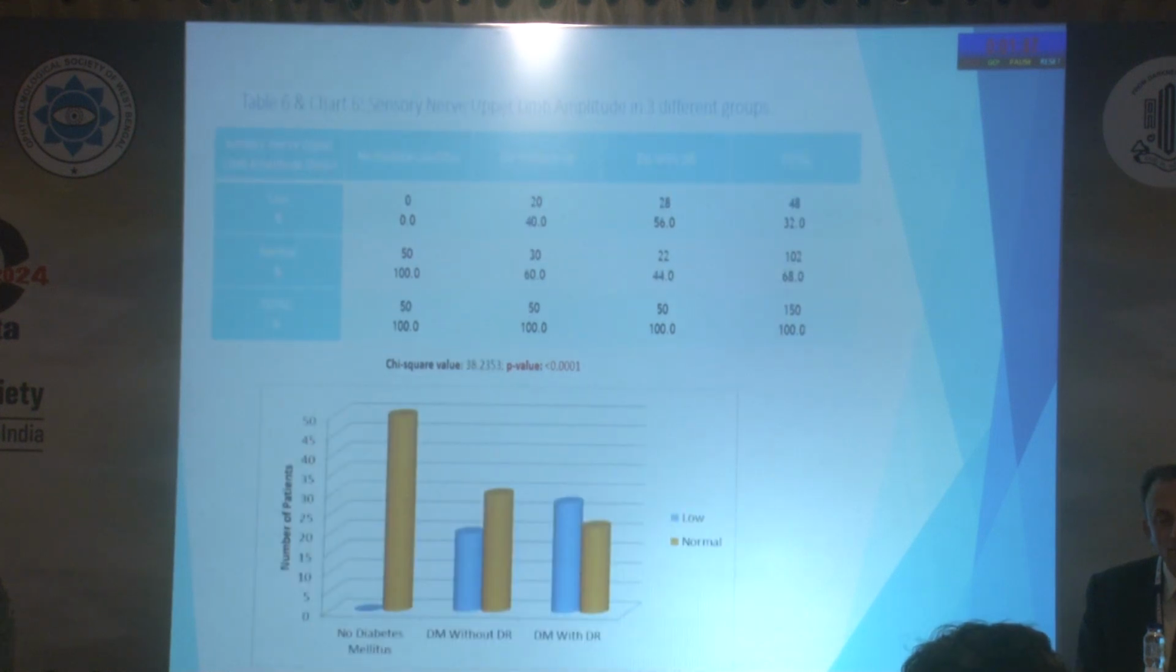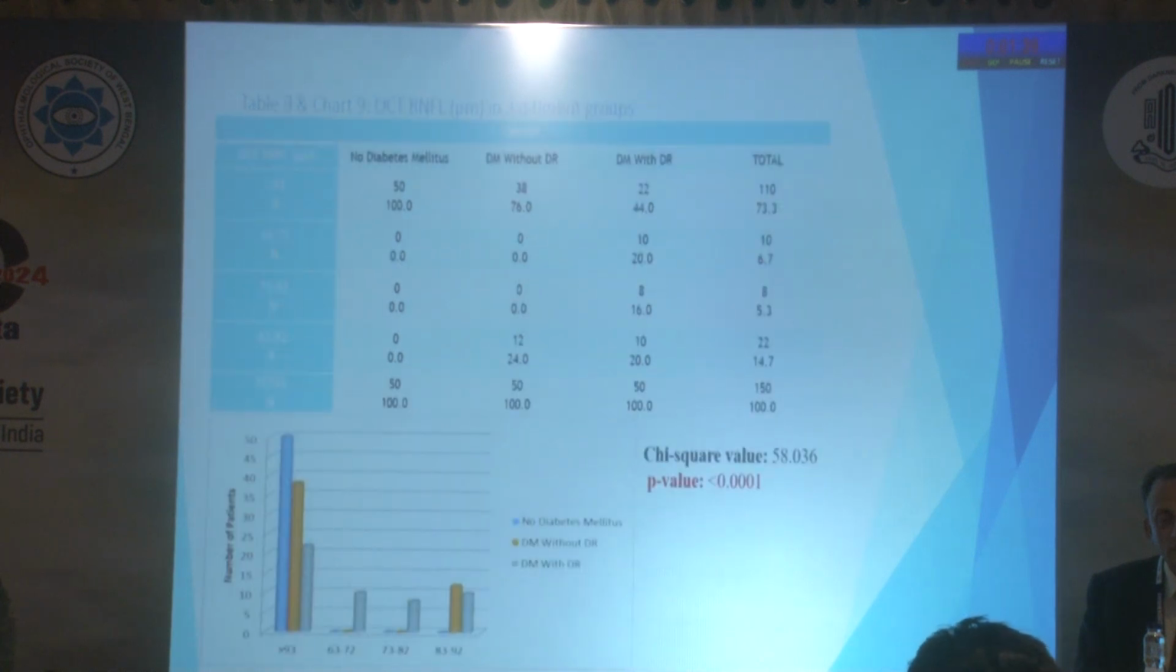We found the same result in the sensory nerve, upper limb and lower limb, both in latency and amplitude. Another result we found was that OCT RNFL peripapillary layer thickness was thinned in both groups, DM without DR and DM with DR. But the thinning was more in the third group. The thickness was around 63 to 72 micrometers in this range.